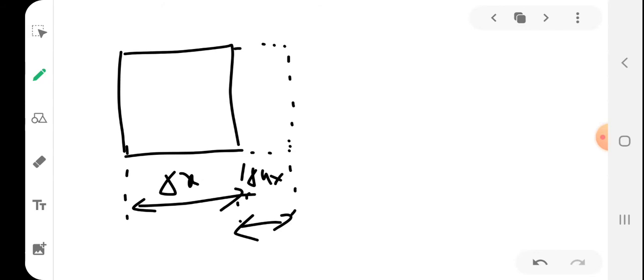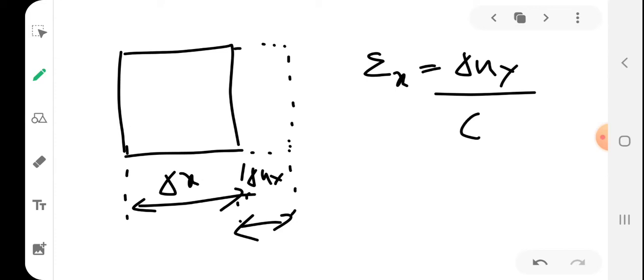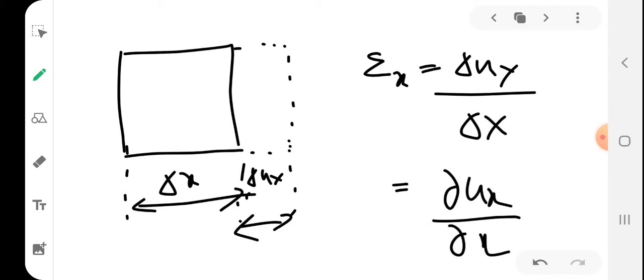strain can be written as, since this is normal strain, epsilon x in x direction, epsilon x equal to delta ux, the change in length, by the original length, delta x. Also we can write it as dou ux by dou x. This is strain in x direction.